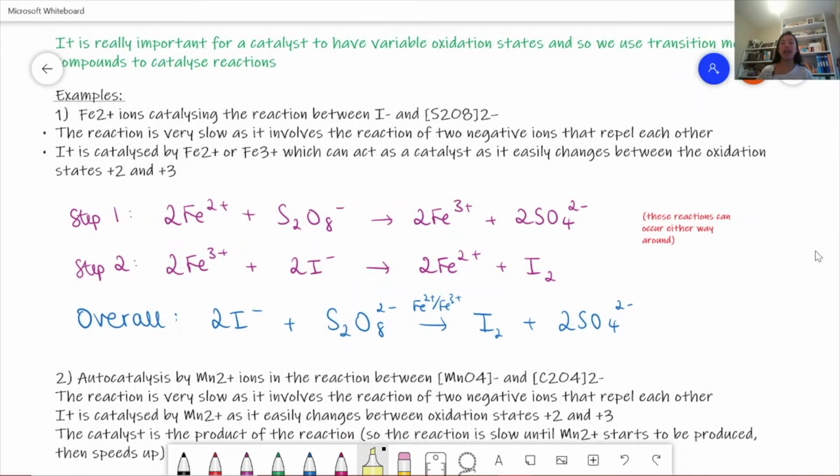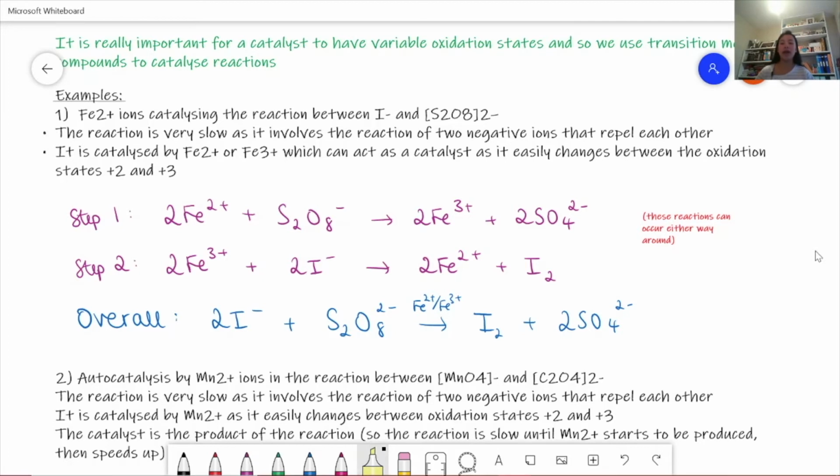The first is the role of Fe2+ ions in catalyzing the reaction between iodide ions and peroxodisulfate ions. The reaction is very slow because it involves the reaction of two negative ions, so the I- and the peroxodisulfate ion repel each other. And this is why it's catalyzed by Fe2+ and Fe3+ ions. Fe2+ and Fe3+ can easily change between the oxidation states, and that's why it acts as a catalyst.